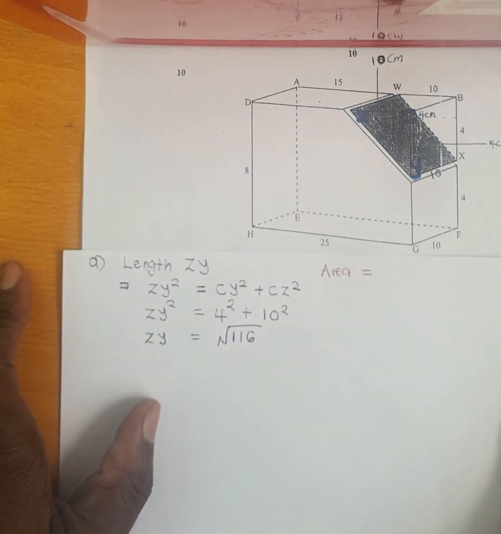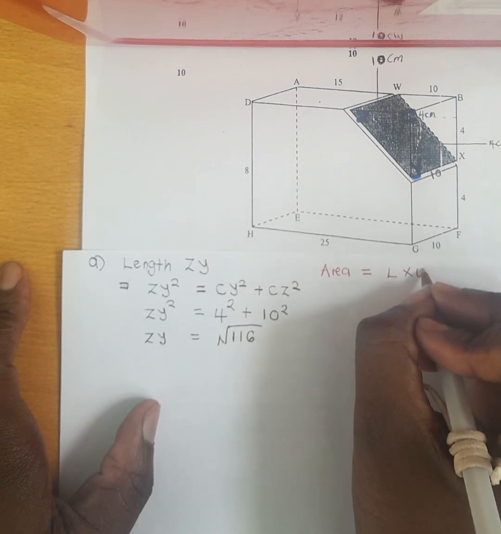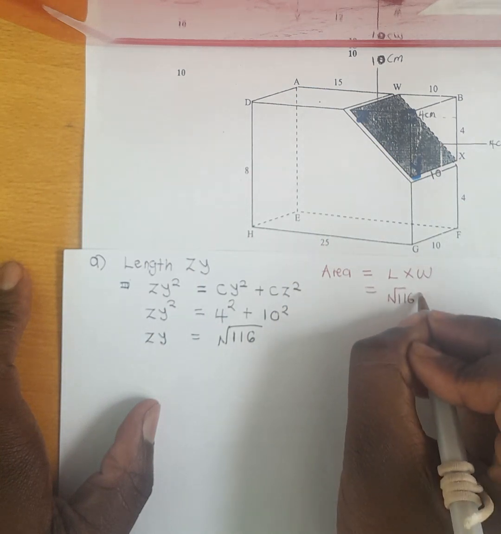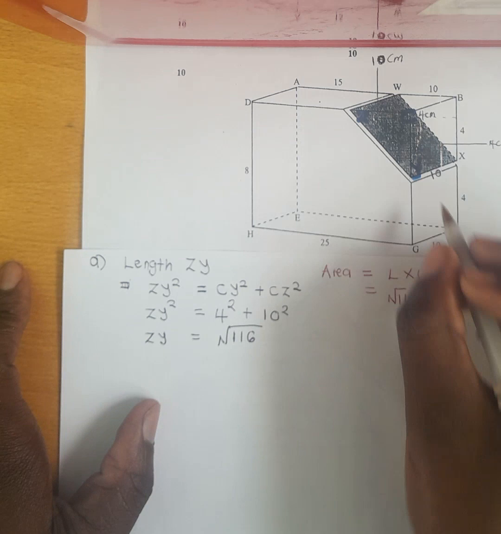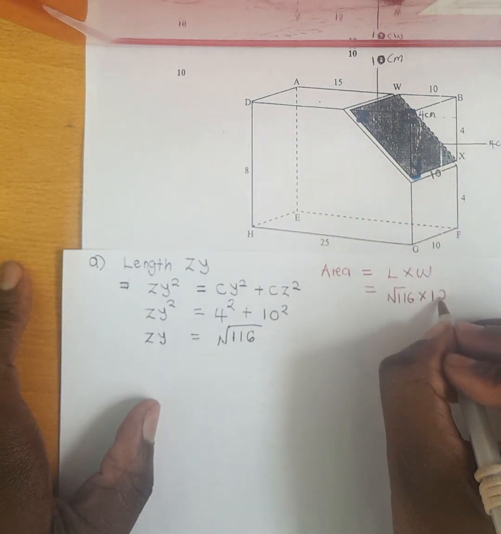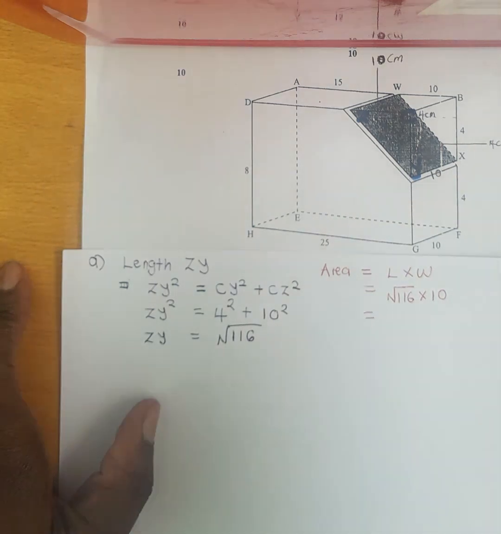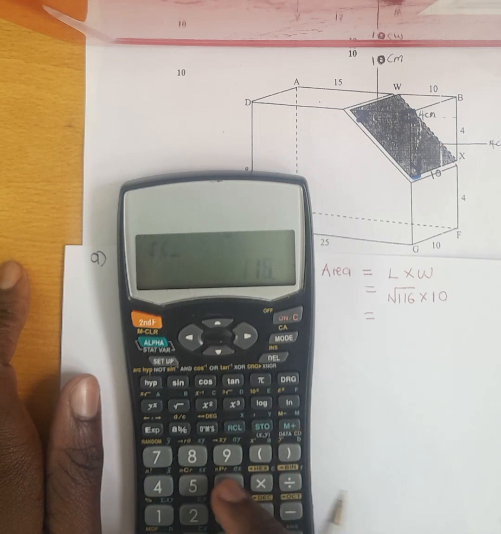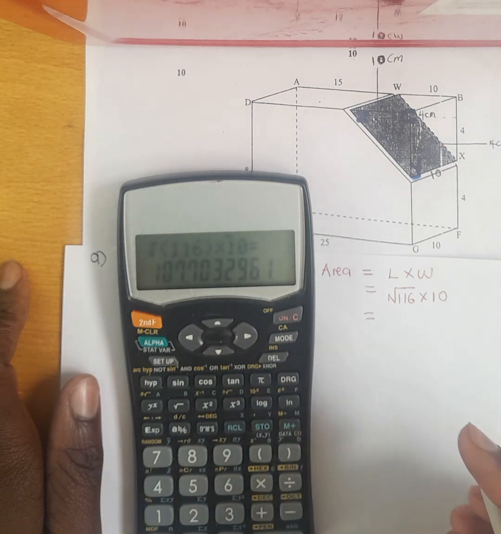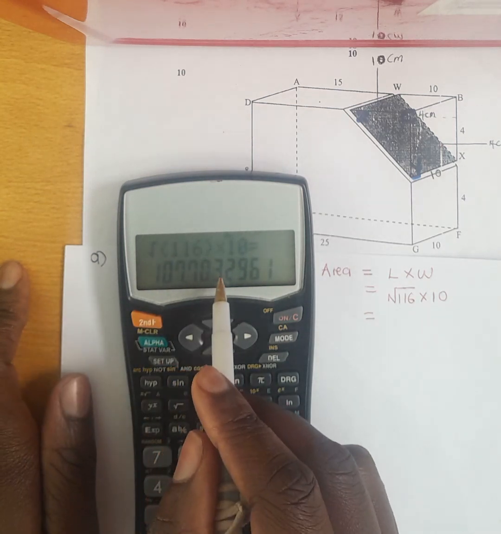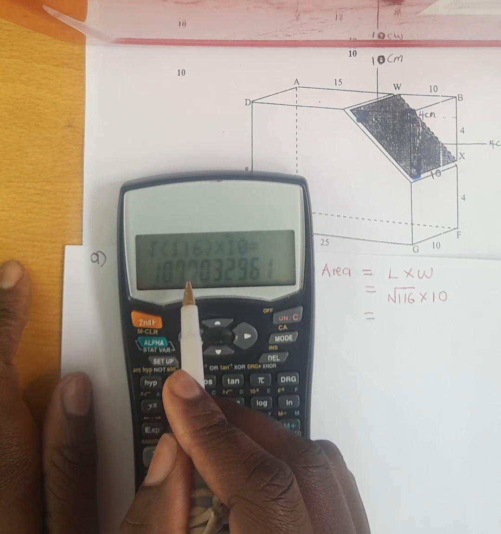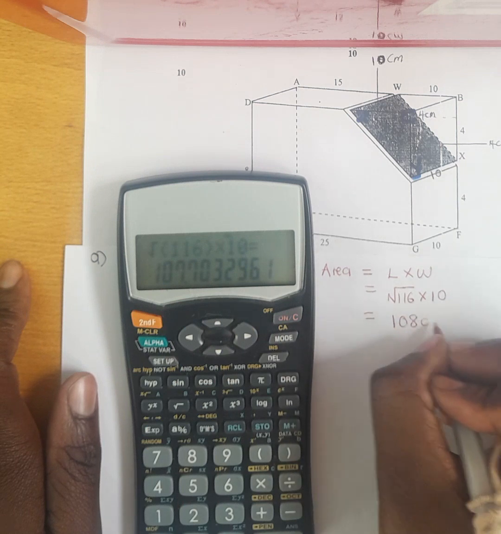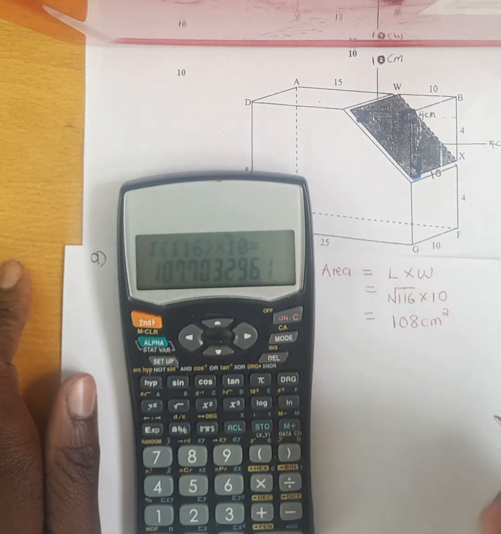So we now need to find the area. We are going to say length times width. Our length is root of 116 times our width, which is this width, 10 centimeters. So let's punch this on the calculator. Root 116 times 10 is equal to 107.70. We round it to 3 significant figures. It is going to be 108 square centimeters. This is our answer for part A.